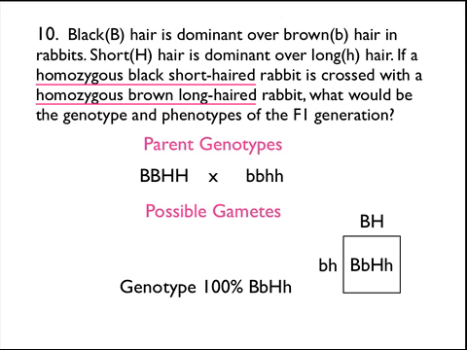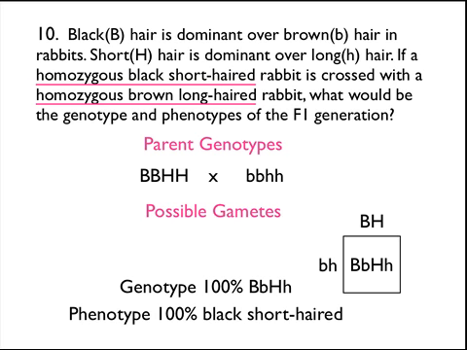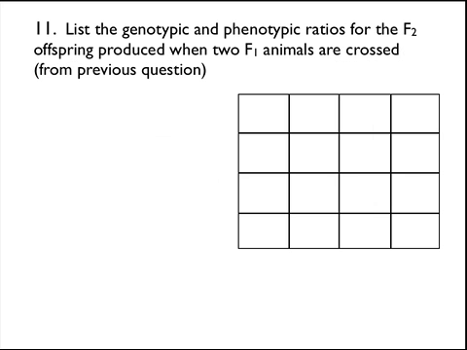So the genotype of all the F1 generation is heterozygous, 100%, and the phenotype of all the F1 generation is 100% black and short hair, which is the dominant trait. Now we're going to take these from the F1 generation and cross them with each other, which means it's going to get a little bit more complex.